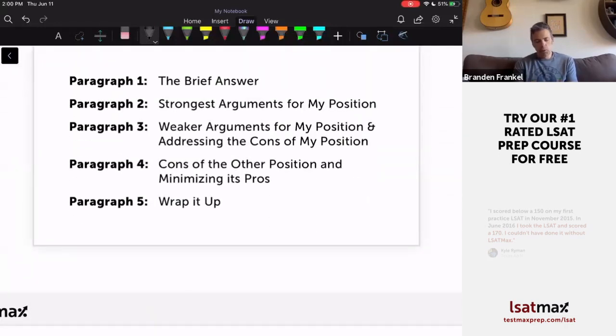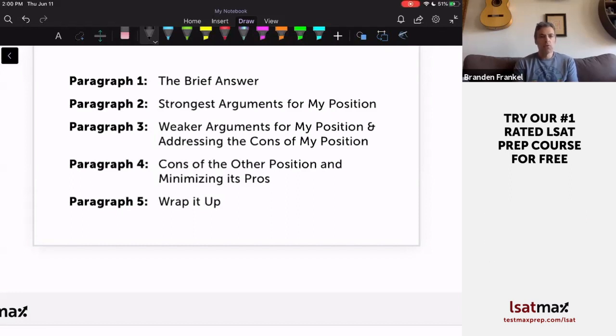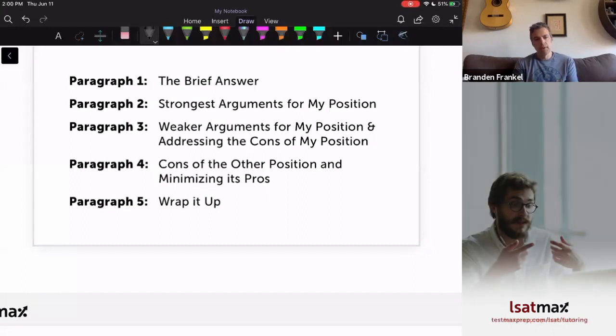And then finally, you would want to wrap it up. And again, you're just saying, for all the reasons stated above, maybe state your best arguments again. For all the reasons stated above, BLZ will be better served in its dual quest to increase profits and ensure long-term stability by adopting the national plan.